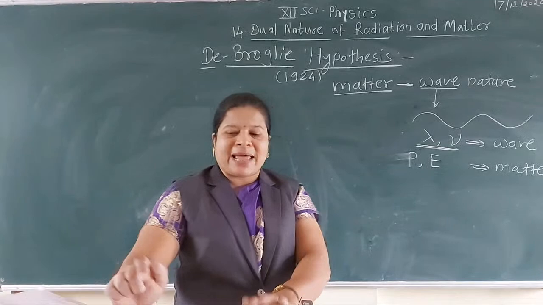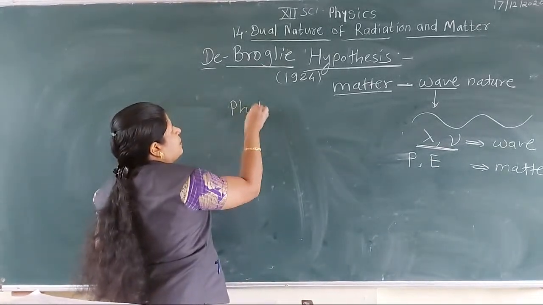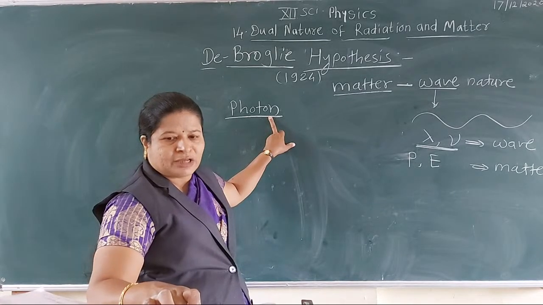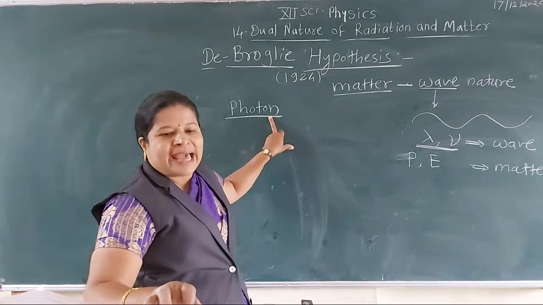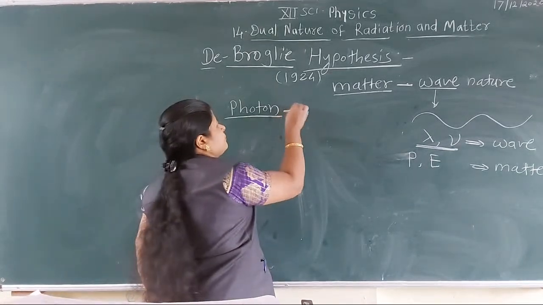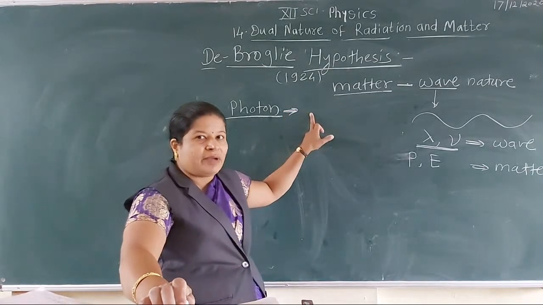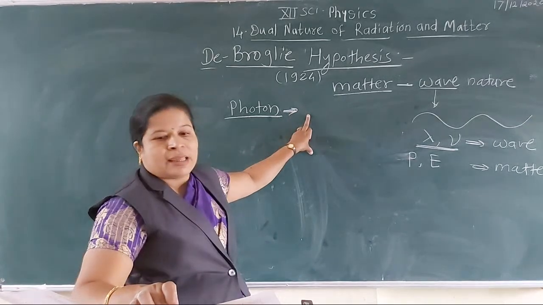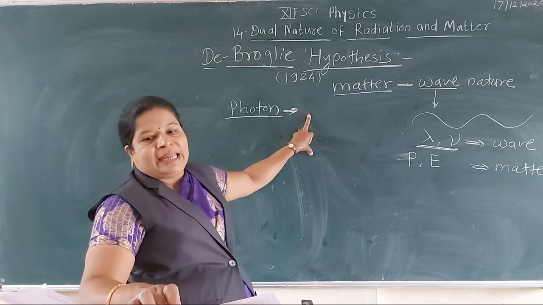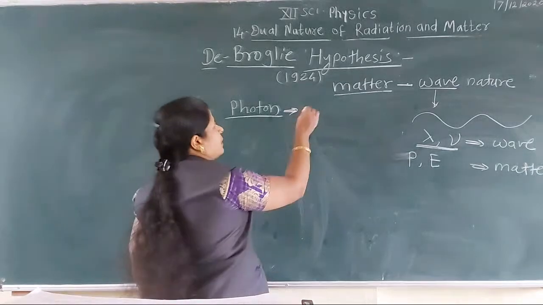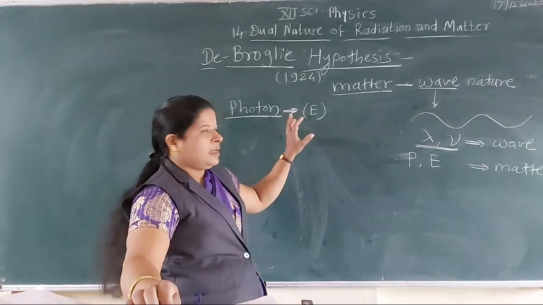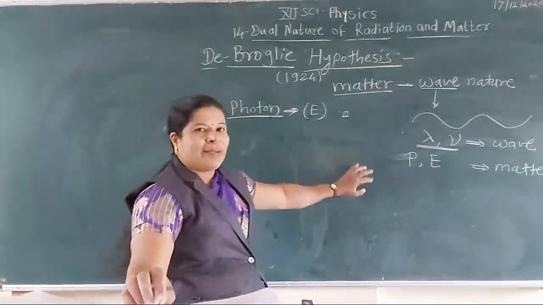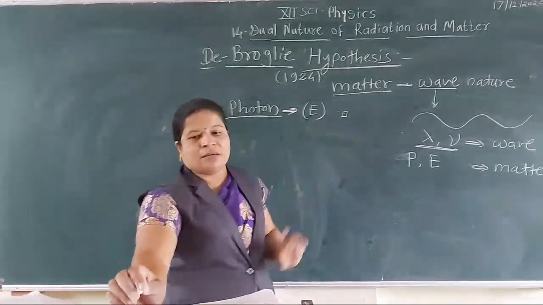The momentum P carried by a photon. If we consider a photon, the photon has mass and velocity. So the photon carries momentum. The momentum P is carried by a photon of energy E. This photon has energy and momentum.